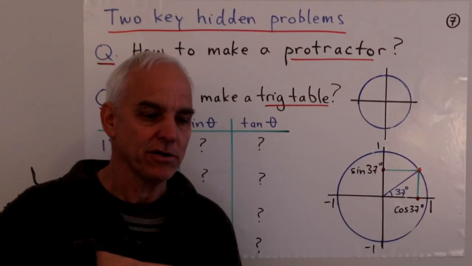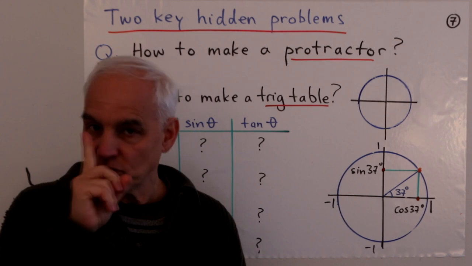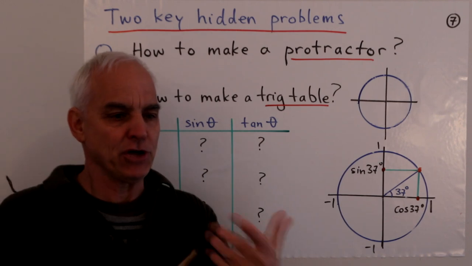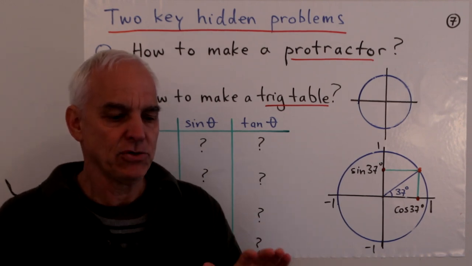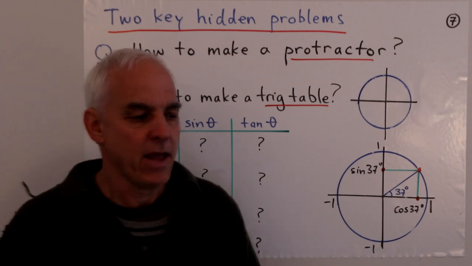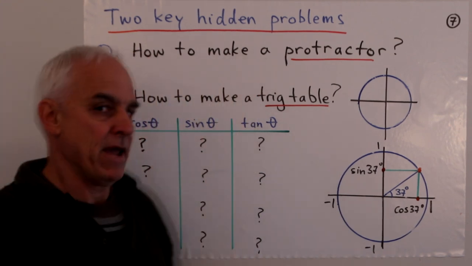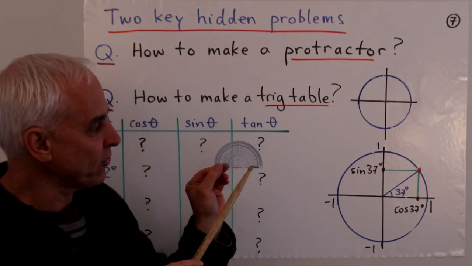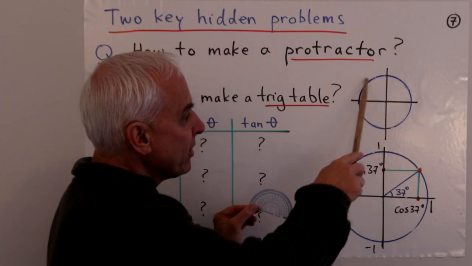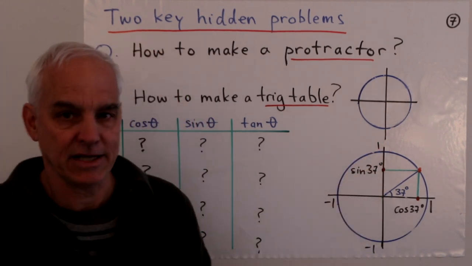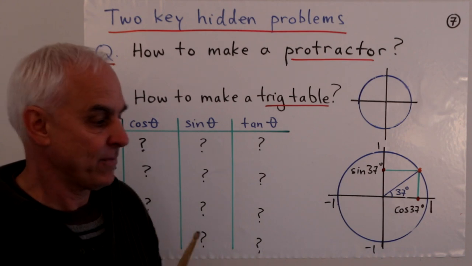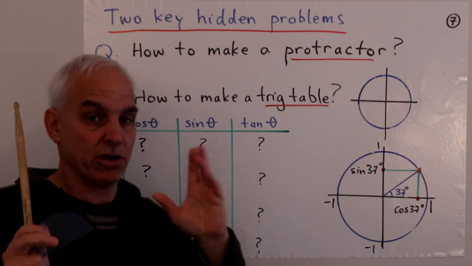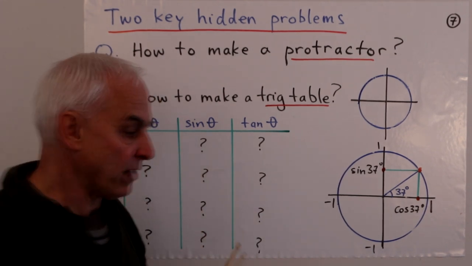So this discussion, interesting though it is, avoids two key problems. There are these two key hidden problems underlying modern trigonometry that students are not even really aware of. And one of them is, how do you actually make a protractor? Okay, so here's a protractor. Someone has gone through the trouble of dividing the circle into 360 equal little pieces, allowing you a scale, essentially a linear scale imposed on this circular object. And how do you actually go about doing that?